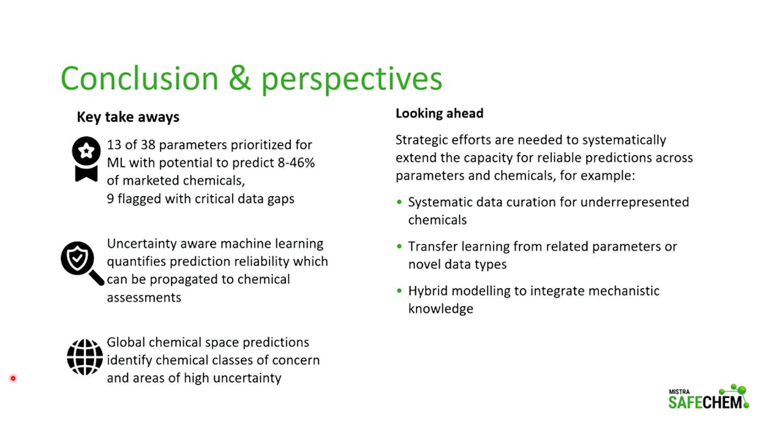And this is, of course, not only interesting in order to understand how good the prediction is that I'm looking at, but it also allows us to propagate this uncertainty through chemical assessments. And this could facilitate a better integration of predicted and measured data. And finally, with the global chemical space predictions, we can identify chemical classes of concern and areas of high uncertainty, which allows us to target these areas to make sure that we get the most reliable predictions or improve the reliability of some predictions.